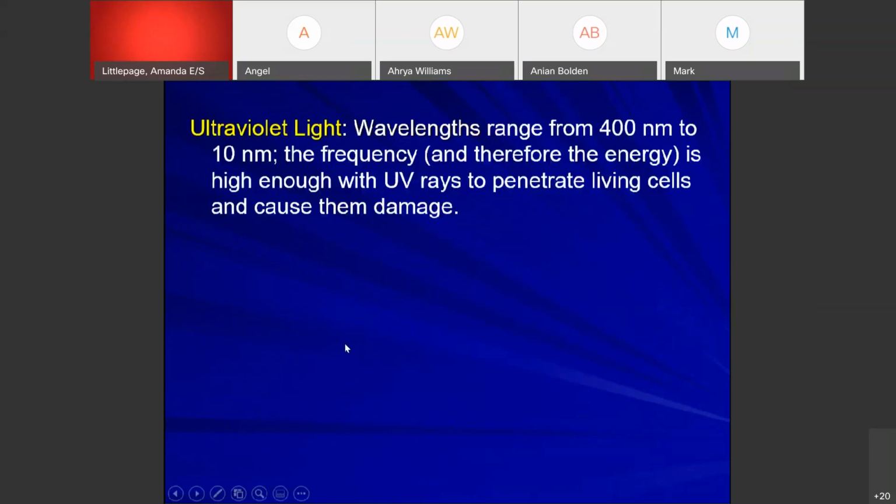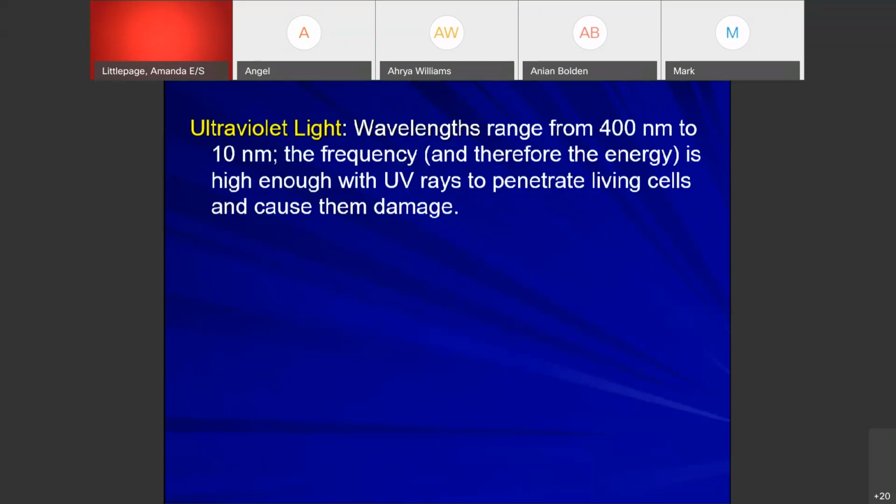The next section is what we call ultraviolet. So these are wavelengths that range from 400 to about 10 nanometers. The frequency is pretty high. And that is how you basically get a sunburn. So the frequency of ultraviolet light is high enough that UV rays are able to penetrate and move into living tissue and cells and cause damage.